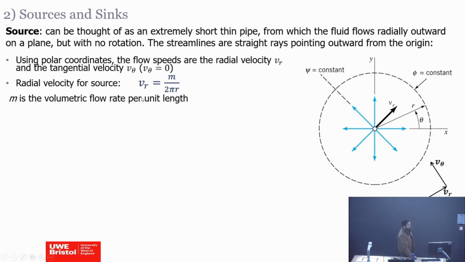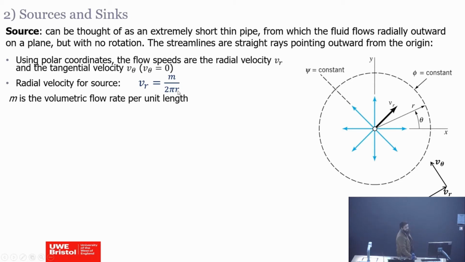So it turns out that the radial speed VR can be written as m divided by 2 pi r, where m here turns out to be the volume flow rate per unit length. So how much volume is going out at a given location r per unit length. Divide that by 2 pi r, and that will give you the speed VR at a given location r. So what you guys notice is VR is clearly a function of r.